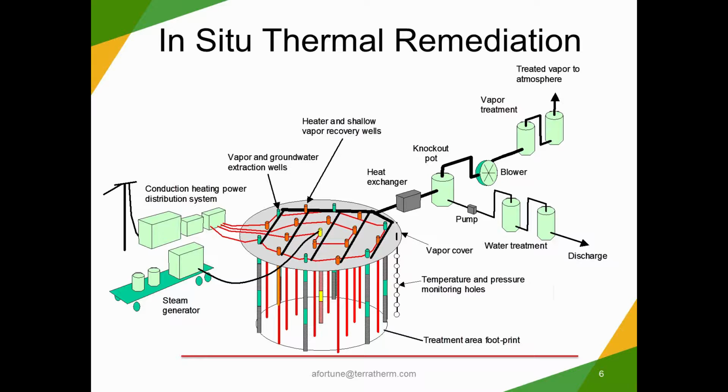Here's just a basic schematic of our general remediation systems. In the center of the screen, you can see our heaters going into the subsurface and a network of vapor and groundwater extraction wells, shallow vapor recovery wells. We have the power systems on the left-hand side of the screen feeding into the treatment area. Then coming from the treatment area, the black lines represent the vapor recovery manifold system. And then on the right-hand side of the screen, you see the above-ground treatment process.